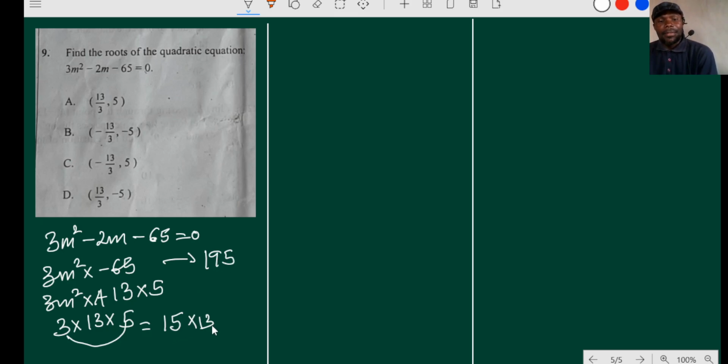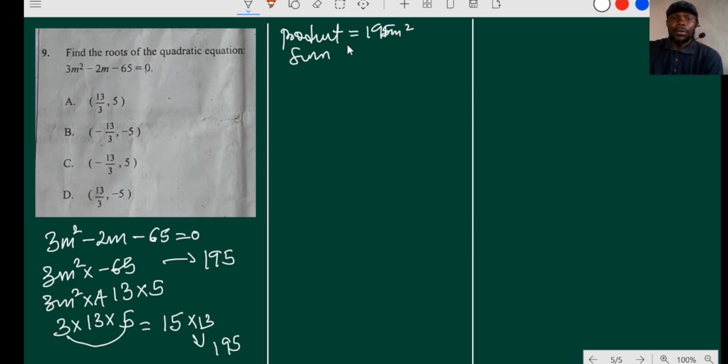So 13 times 15 times 13 will also give you 195. So therefore, what we need is minus 2. The sum of the roots, the product is 195m squared, the sum is minus 2m.